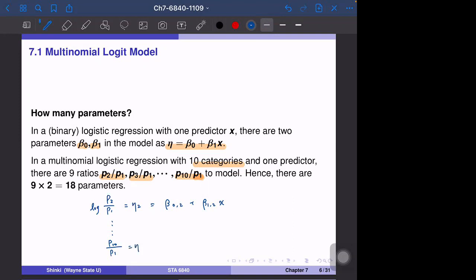That means we have basically 9 different models, and we have to estimate these parameters. So we have 9 by 2, in total 18 parameters. So this is the general theory for the multinomial logistic model.